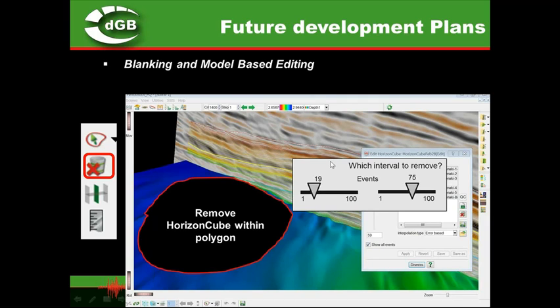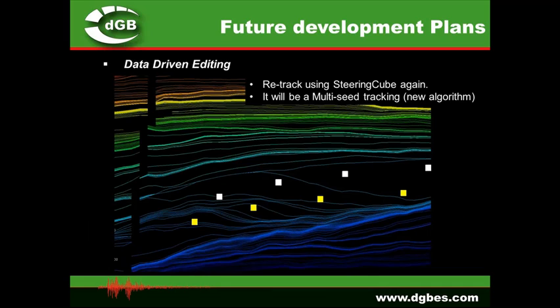Another thing that you will get is, when you add so many seeds, you might also have an option to use the steering cube instead, because the HorizonCube tracking is quite dependent on the start position, just like control points and seeds. So we are developing multi-seed tracking for dip steering and HorizonCube. Once that is done, we will be doing data-driven editing also. So in future you will not only get a model-based editor, but also data-driven editing.